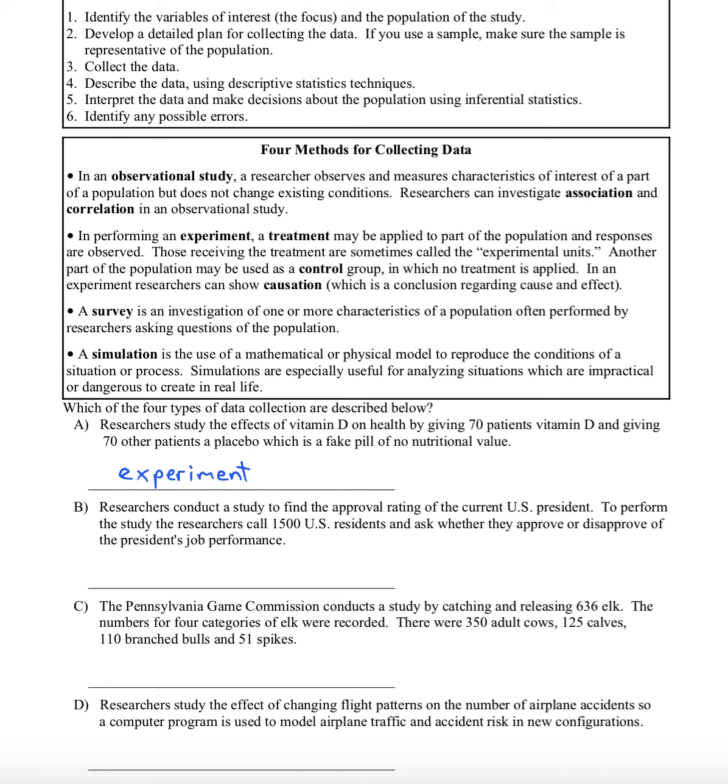The next one says, researchers conduct a study to find the approval rating of the current U.S. president. To perform the study, the researchers call 1,500 U.S. residents and ask whether they approve or disapprove of the president's job performance. Well, this is a classic example of a survey. It's where we gather a sample and ask them questions and record and analyze their responses.